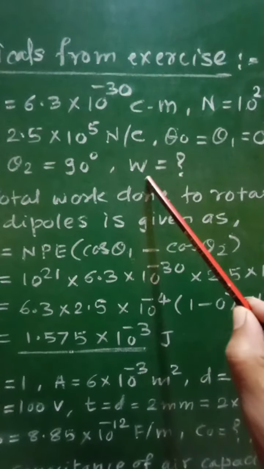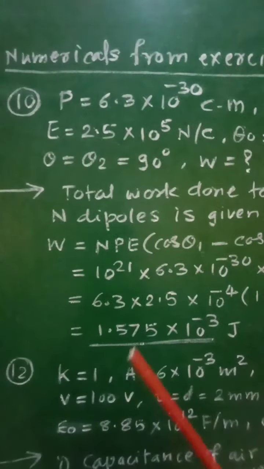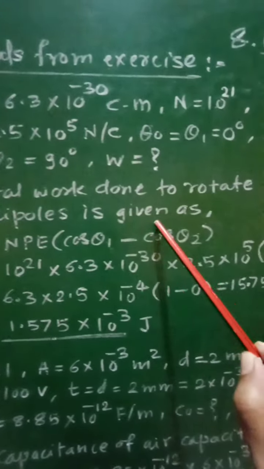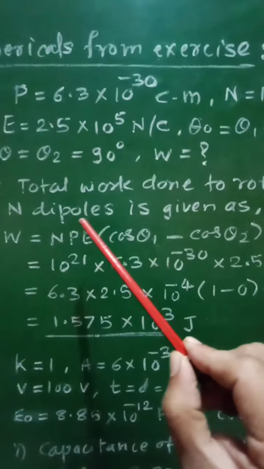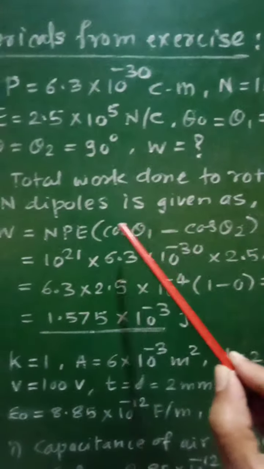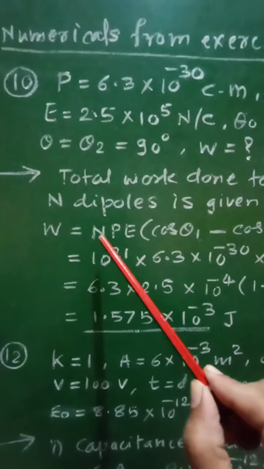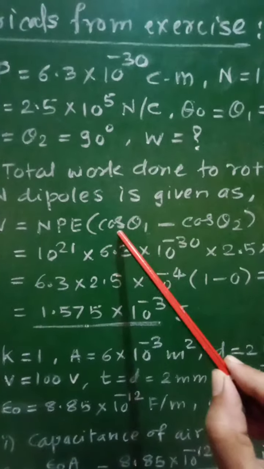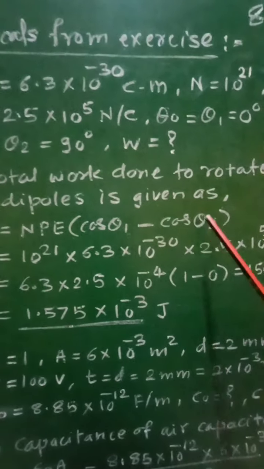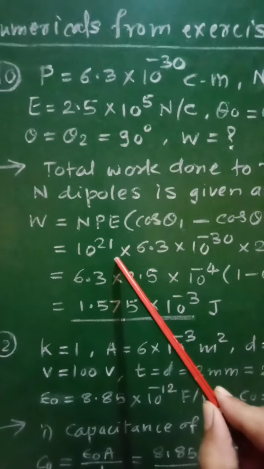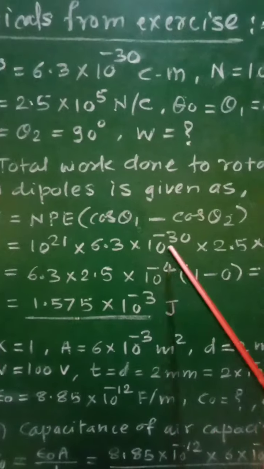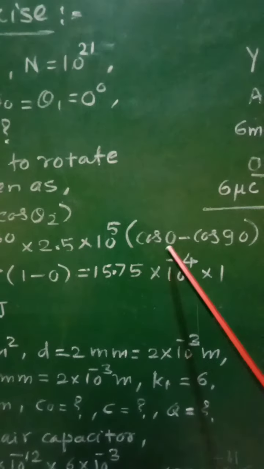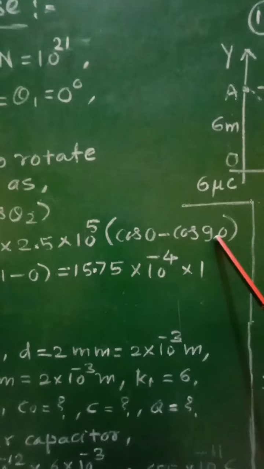We have to find out the work done W, and therefore the total work done to rotate n dipoles will be given as W equal to nPE into cos theta 1 minus cos theta 2, which will be equal to 10 raised to 21 into 6.3 into 10 raised to minus 30 into 2.5 into 10 raised to 5 into cos 0 minus cos 90.